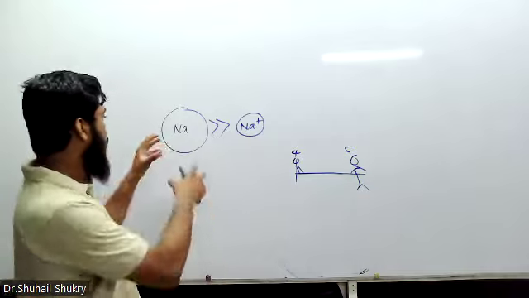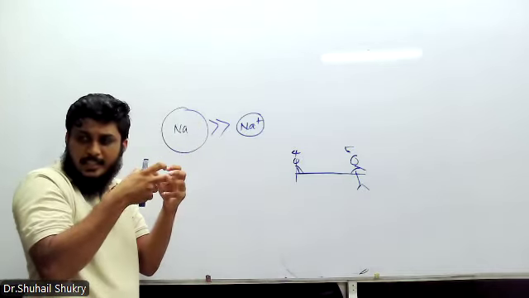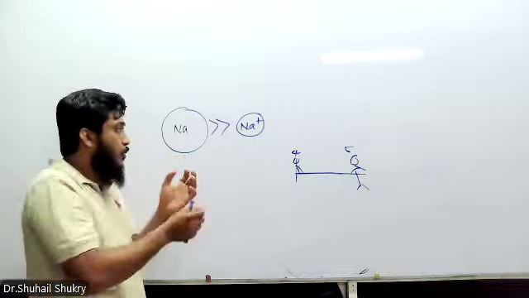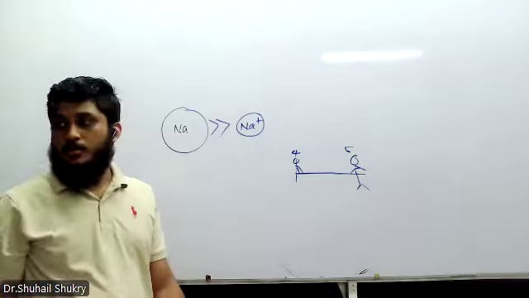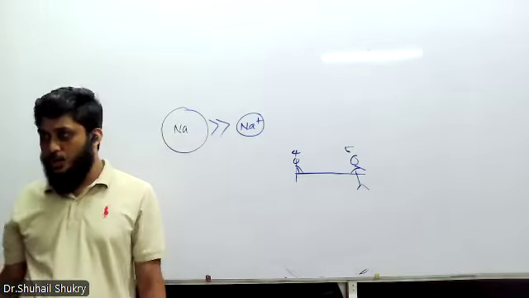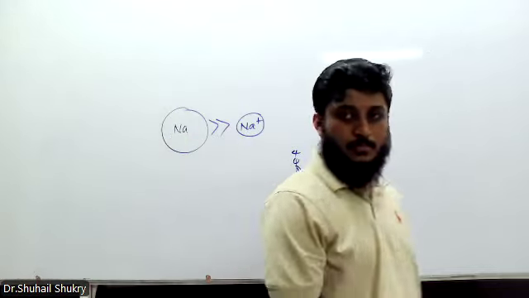Now imagine this electron system also has some attraction, and they are maintaining that circle. So when one electron is removed, what will happen to this circle? The nucleus will pull them even closer. So sodium plus becomes much smaller than sodium. Got the point?